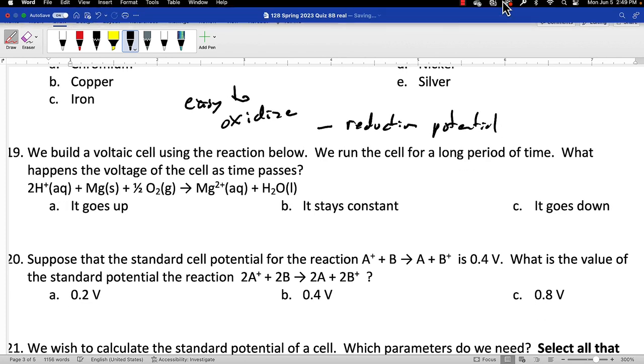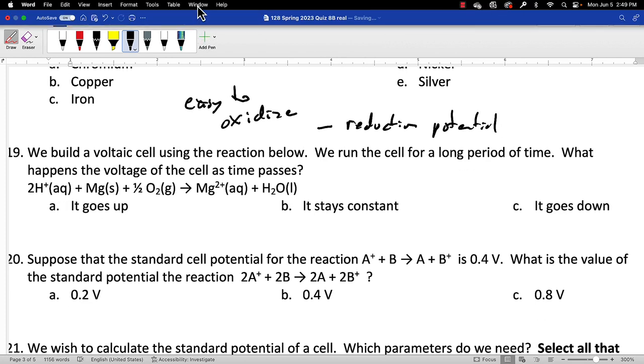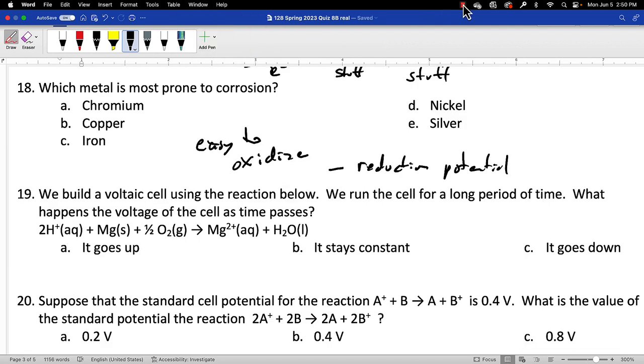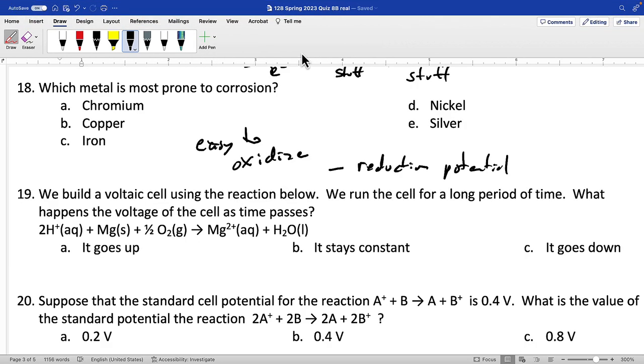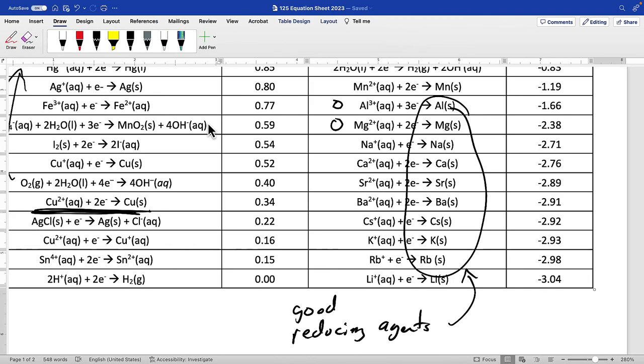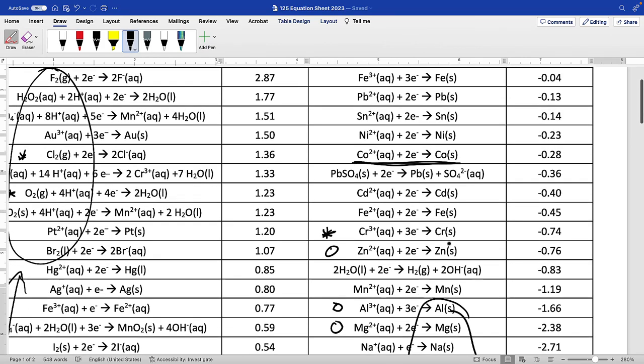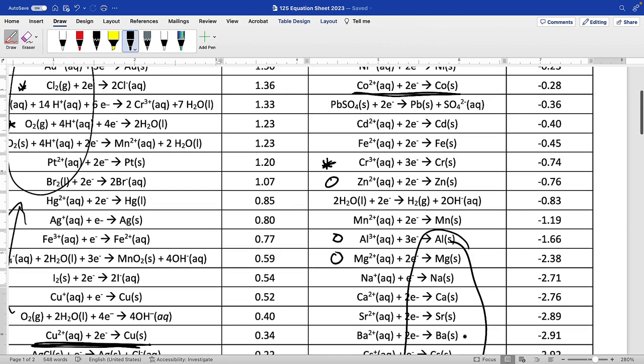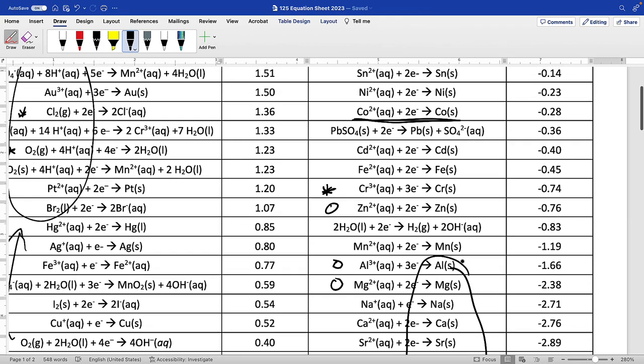Okay, so we're going to look at our tables of potentials. So we've got chromium, copper, iron, nickel, and silver. If we go to the equation sheet, you can see, I guess I'll use triangles this time. We're looking for a number that's down here. We don't see any of those metals here until we get here.